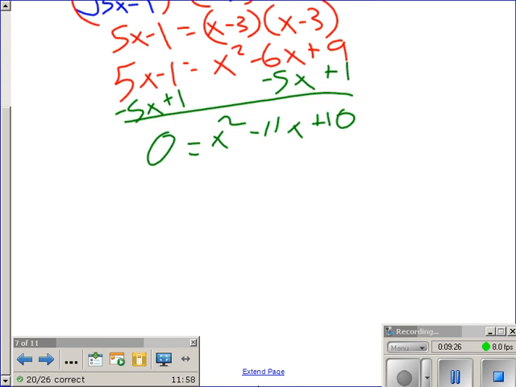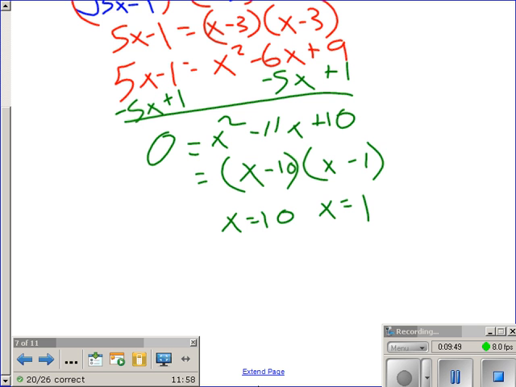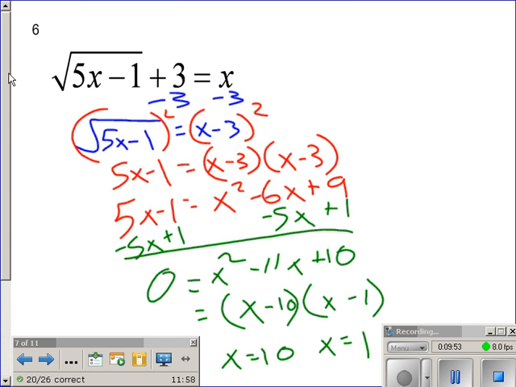All right. Factoring again, what multiplies to 10 but adds to negative 11? That would be negative 10 and negative 1. Negative 10 times negative 1 is positive 10, and they add to negative 11. So that means x equals 10 or x equals 1. And we have to figure out which one works. We go up to our original equation. We have x equals 10 or x equals 1.